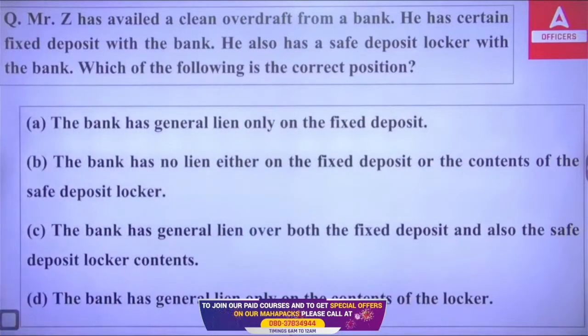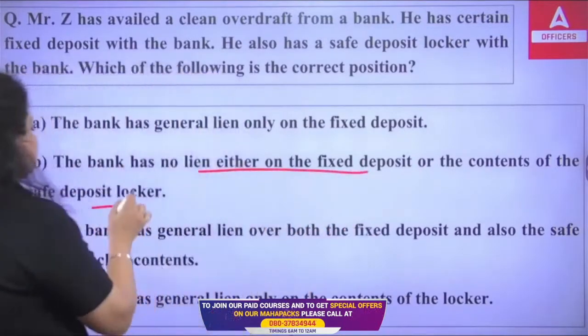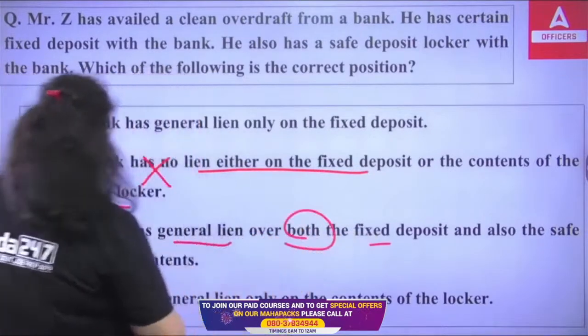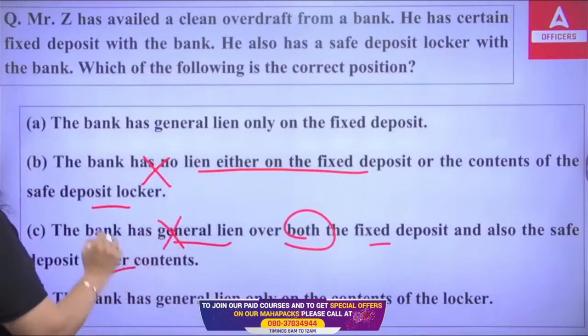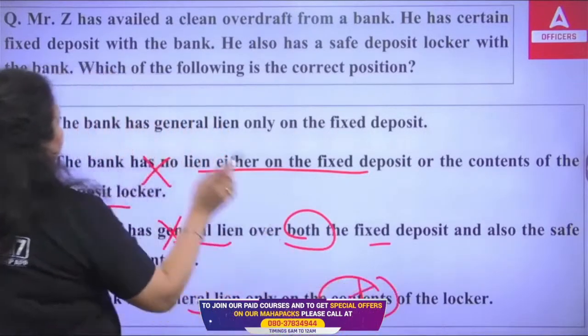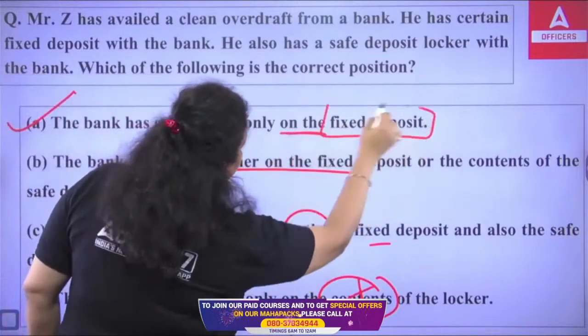So first of all, the bank has no lien either on the fixed deposit or the contents of the safe deposit locker. No. The bank has a general lien over both the fixed deposit and the locker contents. Not possible. The bank has a general lien only on the contents of the locker. No. The bank has a general lien only on the fixed deposit.